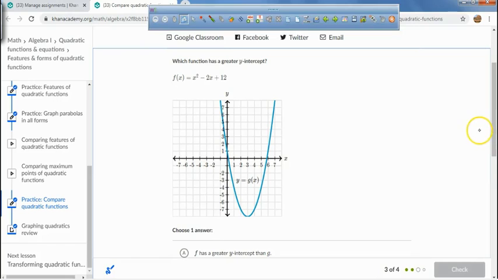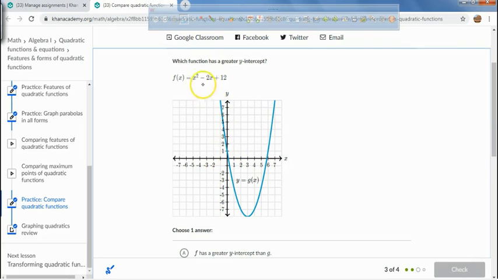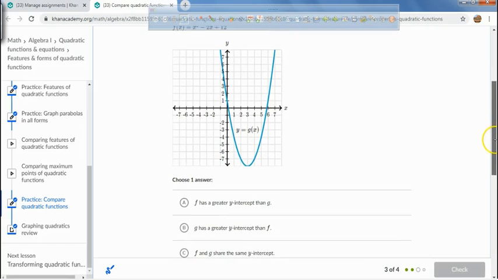Alright, and last but not least says which function has a greater y-intercept? Well, f of x has a y-intercept of 12, and g of x has a y-intercept of 1, so you can clearly see that f of x is greater than g of x.